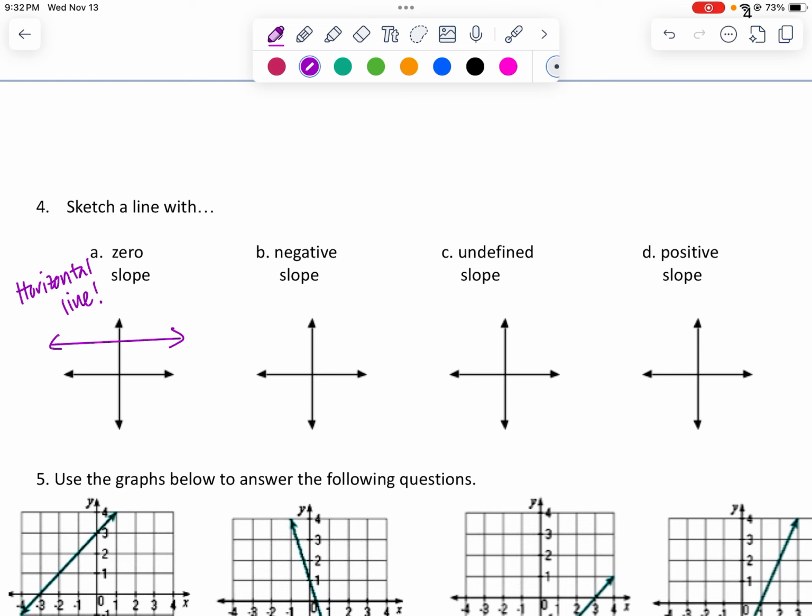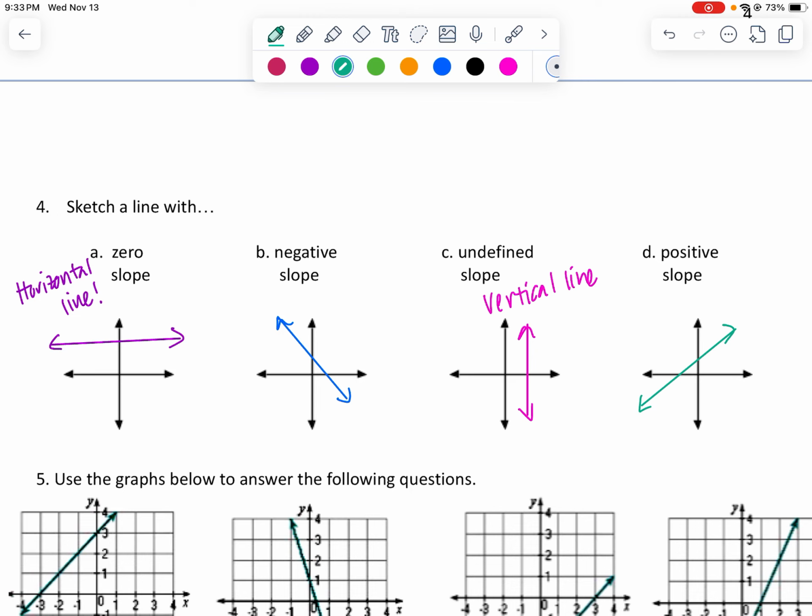Okay, a negative slope, that means we have a line that looks like that. Undefined slope, we know is a vertical line. And then positive slope is we're going up and up and up and up and up. Okay.